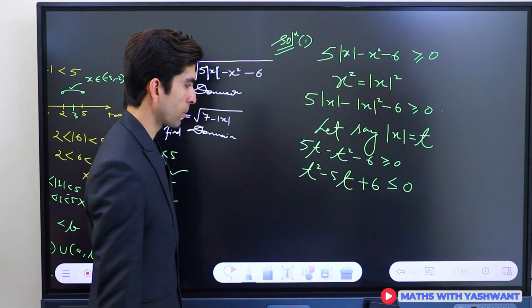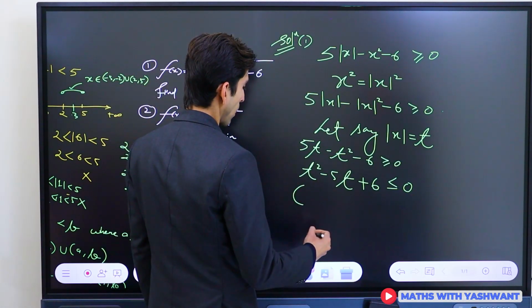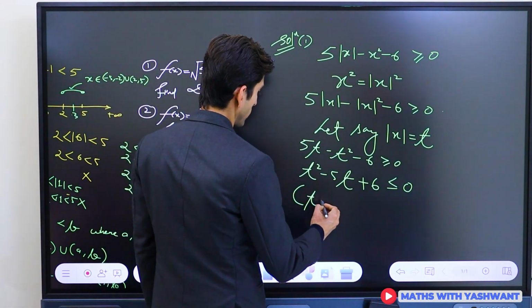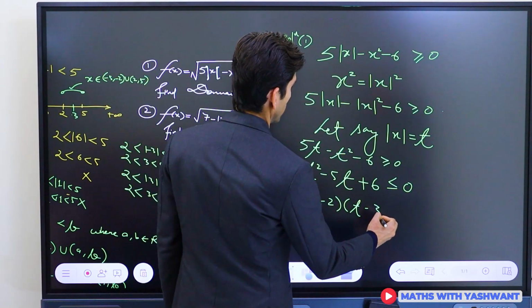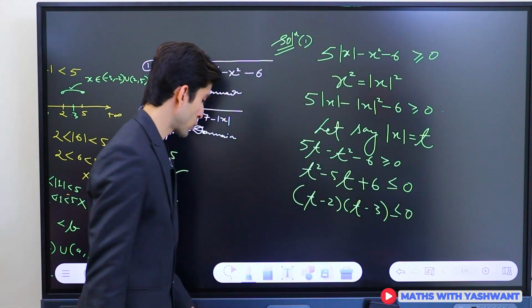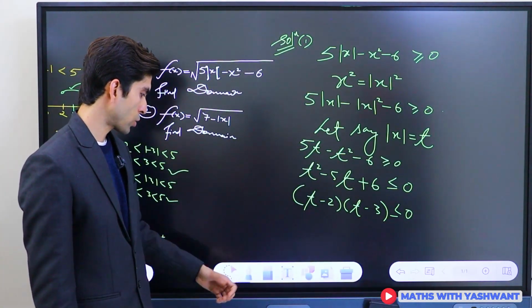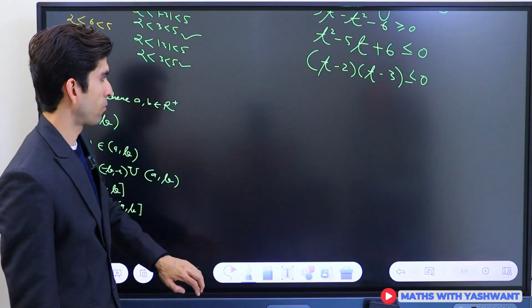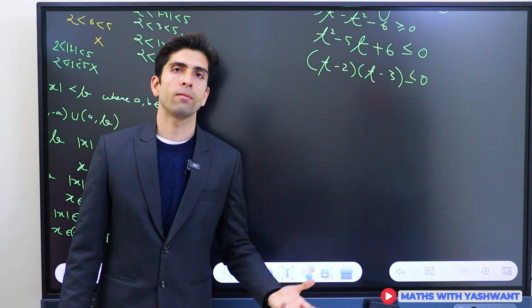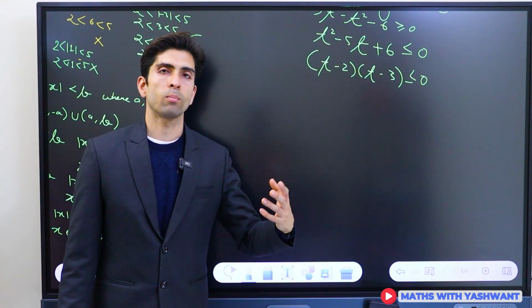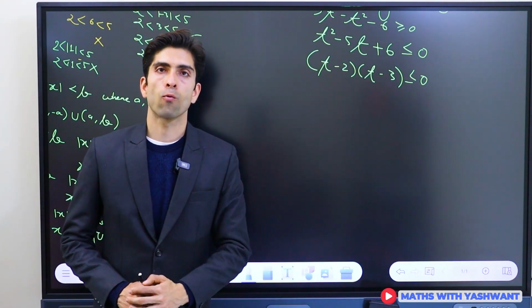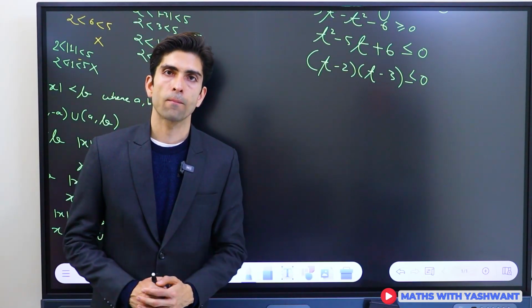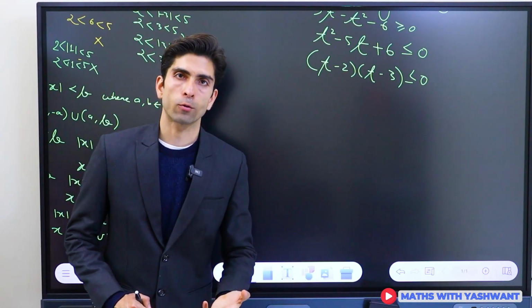Now we factorize this using the middle term splitting method that you all were taught in your earlier classes. So we have (t minus 2)(t minus 3) less than or equal to 0. Now we draw the wavy curve for the left hand side expression. I have taught the wavy curve in detail in my previous videos, and I request you all to watch my previous videos once again so that you may understand it in a much better way.